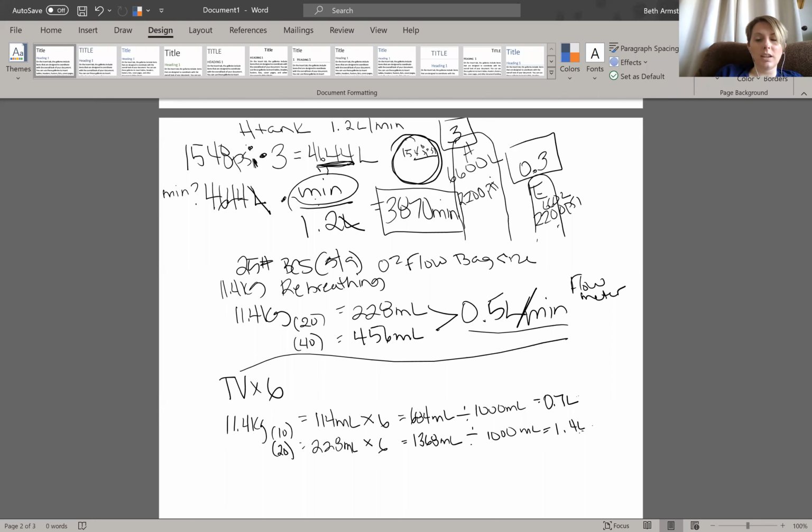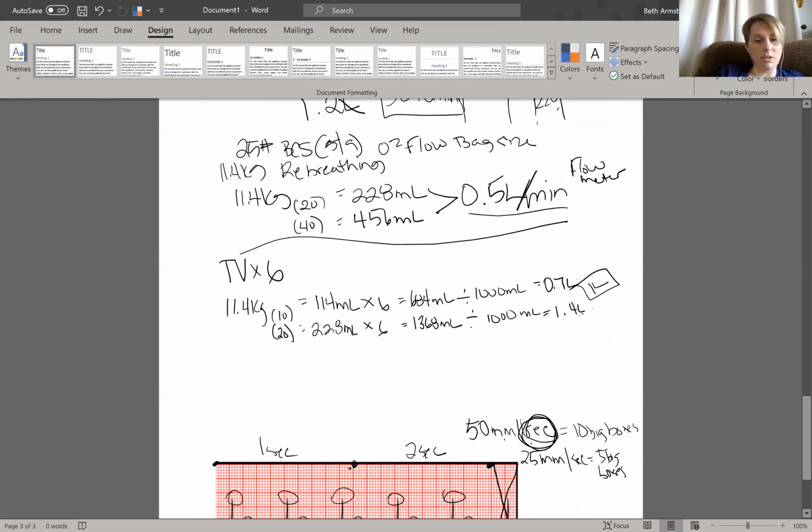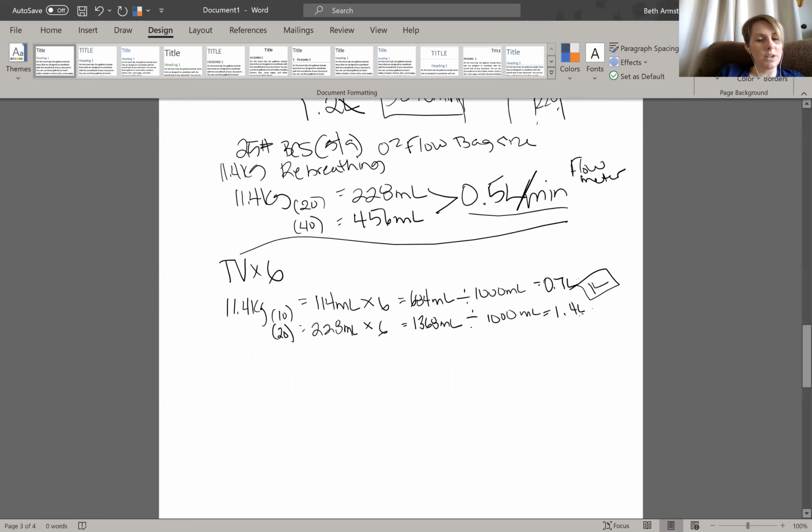I think the half liter is the bad idea for sure, but you could do 1 or 1.5. 1 liter would be the most ideal. If you don't have a 1 liter bag for some reason, 1.5 would be fine too. Awesome. Great. Any questions on those two? All righty. Any other questions when it comes to that?